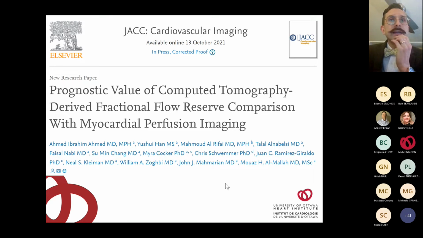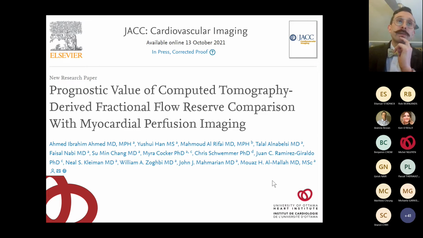The aim of this study that I've highlighted was to compare the incremental prognostic value of CT FFR versus that of ischemia detected on SPECT perfusion imaging on incident cardiovascular outcomes. They studied a retrospective cohort of 471 consecutive patients who underwent clinically indicated cardiac CT angiography and SPECT perfusion imaging. The primary outcome was all-cause mortality and non-fatal MI.